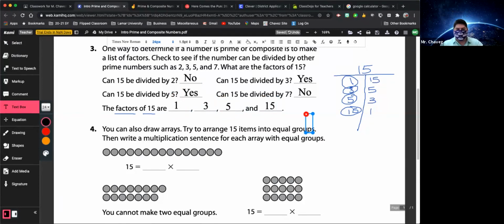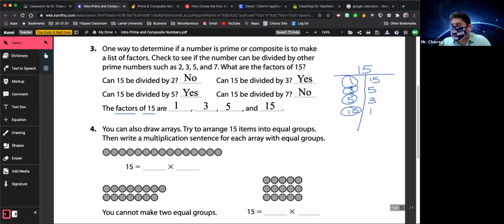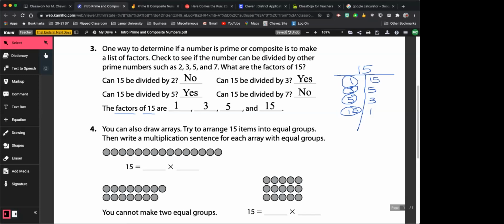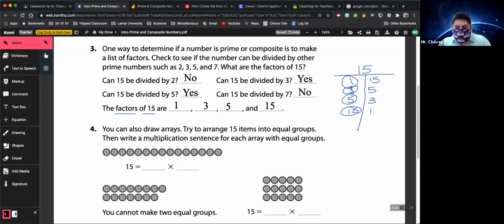Sorry, I dropped my pen. Sir, last year, I didn't really know multiplication until the end of the year when I got good at it. Yeah, it takes a lot of practice. All good things take practice.